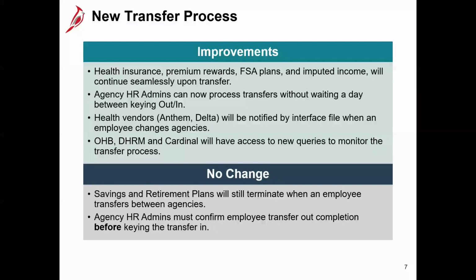One other note, OHB, DHRM, and Cardinal are going to have access to new queries to monitor the transfer process. That means that, for example, if agency A transfers an employee out, but that employee never ended up at another agency, we're going to have a query for that to basically find those that don't ever get anywhere. We'll also have a query to look for inaccurate action reasons and just to monitor the process overall. And those monitorings will be done by several different places, by Cardinal PPS team, by DHRM, by OHB.